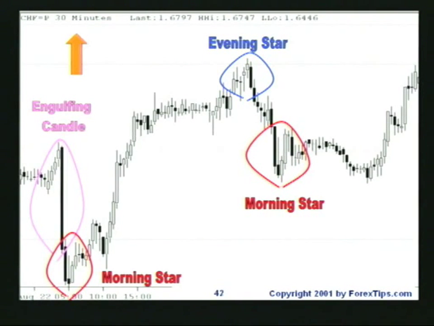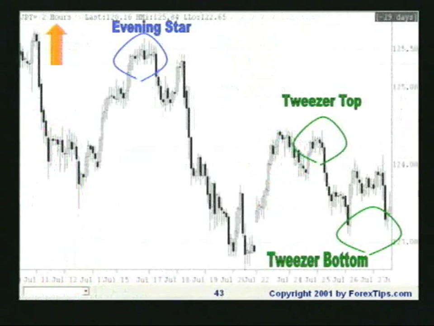They come on all time frames. This is a 30-minute time frame. Look, this is a 2-hour Japanese yen time frame. This formation is an evening star, which means the market's getting ready to fall. Look at, as that evening star appeared, the market fell. Look, this is a tweezer top. You can see it, it looks just like a tweezer. Look, this is a tweezer bottom. When tweezer tops and bottoms form, the market on a tweezer top should fall after a tweezer top appears. It should rally after a tweezer bottom appears.